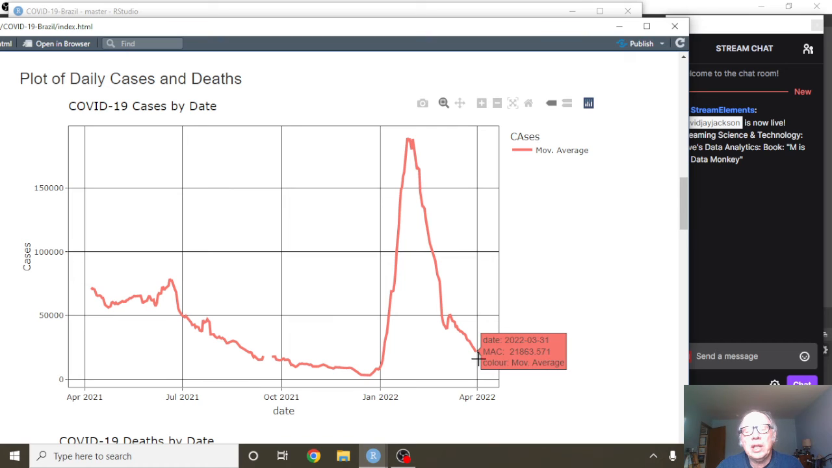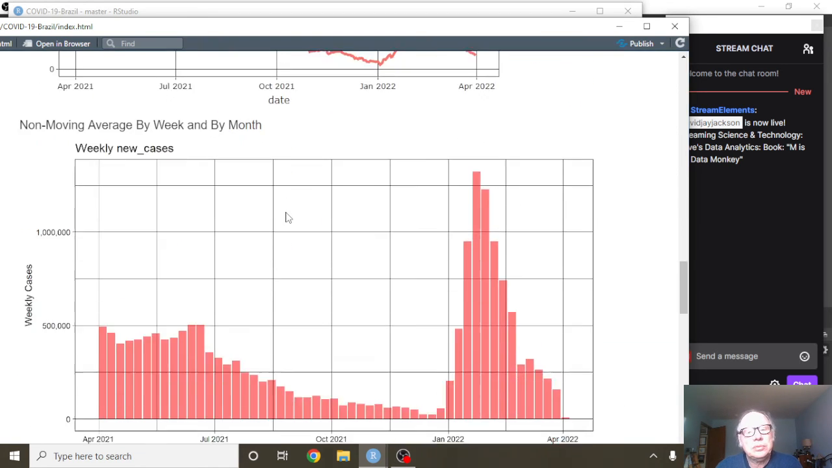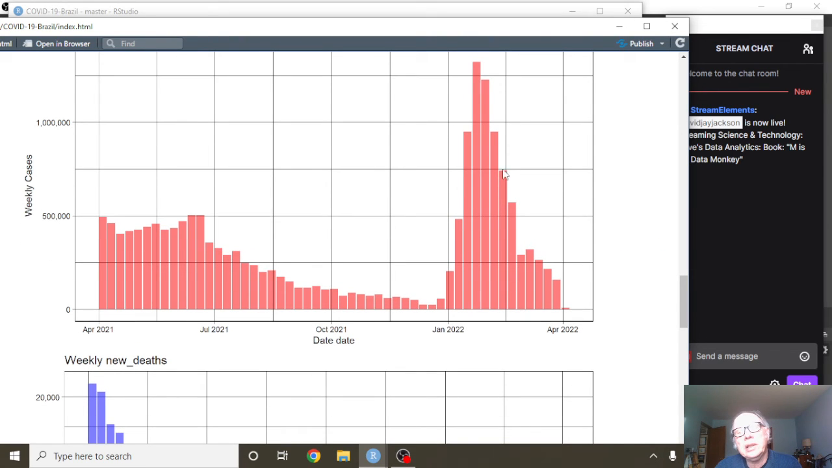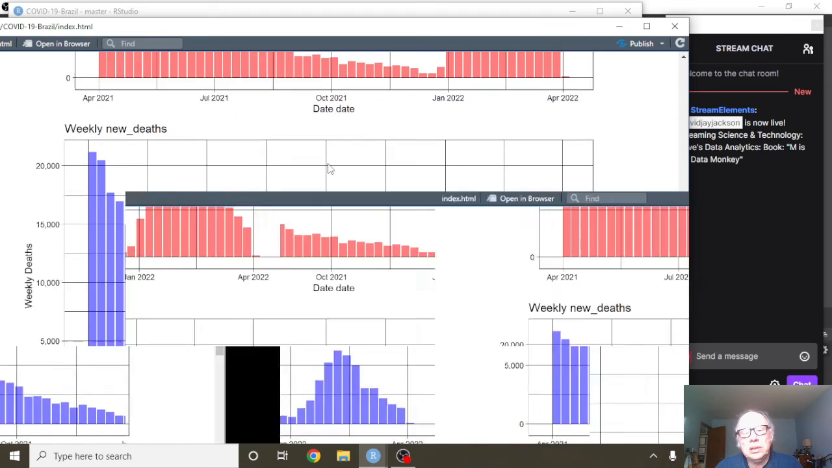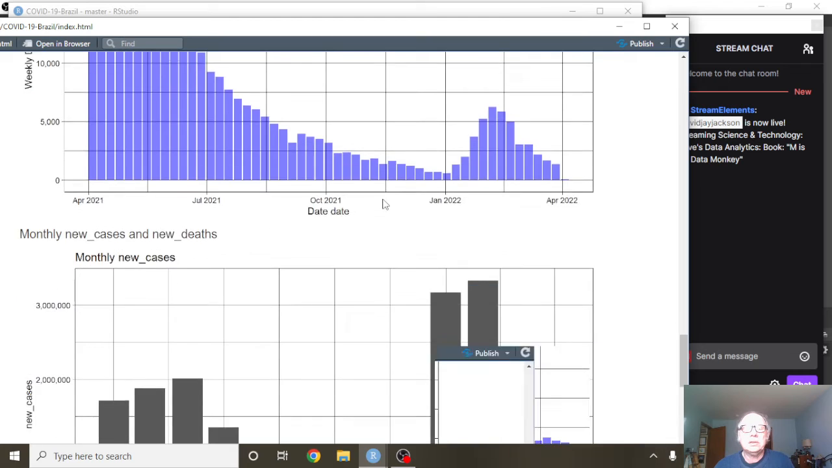And we come down. This is a 7-day moving average. You can see for the 7-day period ending March the 30th, you were averaging 22,353 cases per day in Brazil. And you go over here and you can see as of March the 31st, you were averaging 178.7 deaths per day. And again, you can see this nice big declining pattern for COVID-19 cases on a weekly basis, and a nice declining pattern for COVID-19 deaths on a weekly basis.